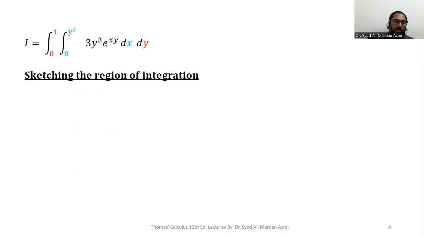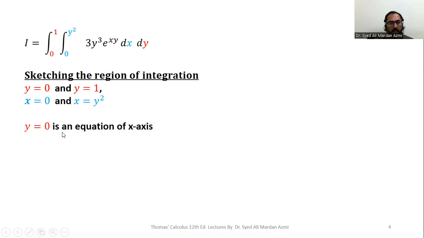In the second part of the question, we have to sketch the region of integration. In order to sketch the region of integration, we need some boundaries. And these boundaries are obtained by the limiting values of the variables. So the value of the outer variable y is 0 and the value of y is 1. So we will equate the outer variable as y equal to 0 and y equal to 1. Similarly, for the inner variable x, we have x equal to 0 and x equal to y square.